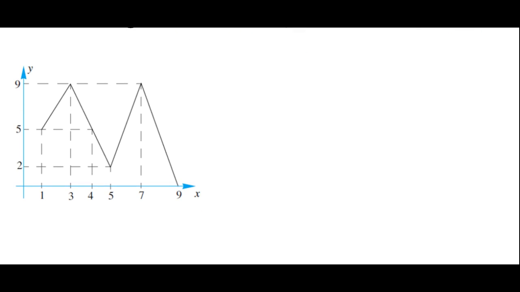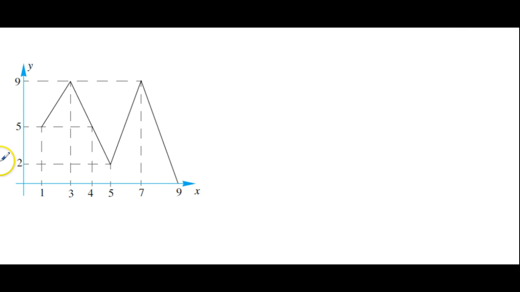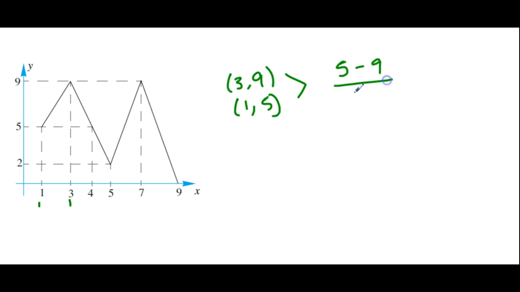It's a very, very simple section. If I were to look at this graph and ask you what is the average rate of change from 1 to 3, all we have to do is find the slope of that, right? So first off, 3 goes to 9 and 1 goes to 5. So all we got to do is take the slope of this: 5 minus 9 over 1 minus 3, that's the same thing as negative 4 over negative 2, which is just 2. So the average rate of change from 1 to 3 is going to be 2.